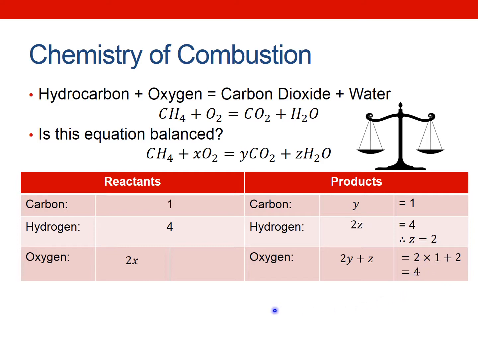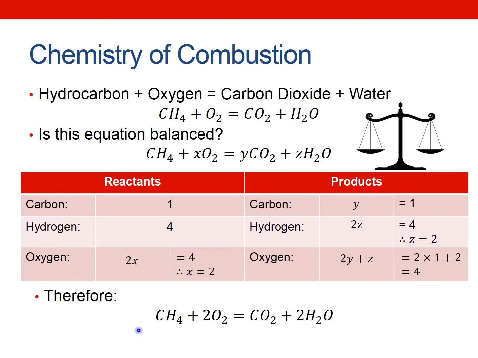So now we can backfill onto this side. We know that the 2x oxygens here has to equal 4, so therefore X equals 2. So now we can write that in terms of our formula. If you put it back up here, we say that 1 methane plus 2 oxygens gives us 1 carbon dioxide and 2 waters. And now that's balanced. That's a balanced equation.